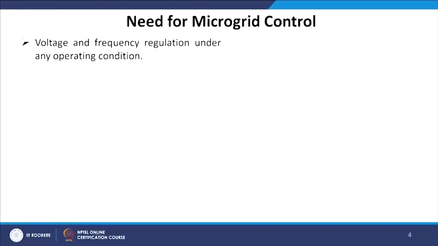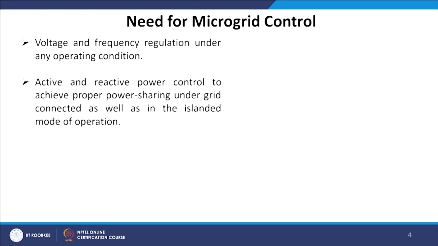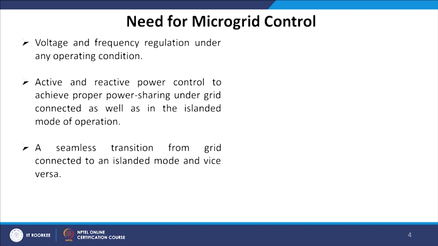Now, voltage and frequency regulation under any operating condition is a must. Active and reactive power control to achieve proper power sharing under grid connected as well as in the islanded mode of operation is possible through microgrid controls. A seamless transition from grid connected to an isolated mode and vice versa.